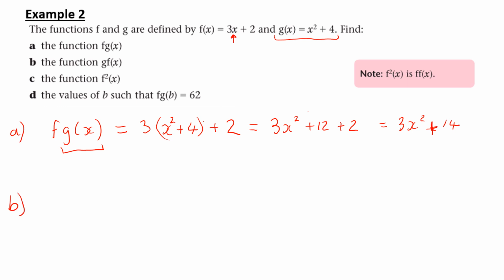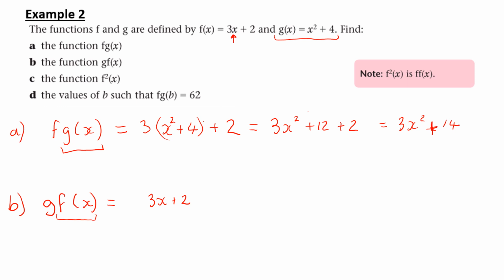Okay, let's move on to part B. Now part B says gf of x. So this time the letters f and g have been swapped over. So this time I need to perform function f first. Okay, so that part needs to be done first. So f of x, I can simply copy straight from the question. F of x is 3x add 2. So I've done the f part.